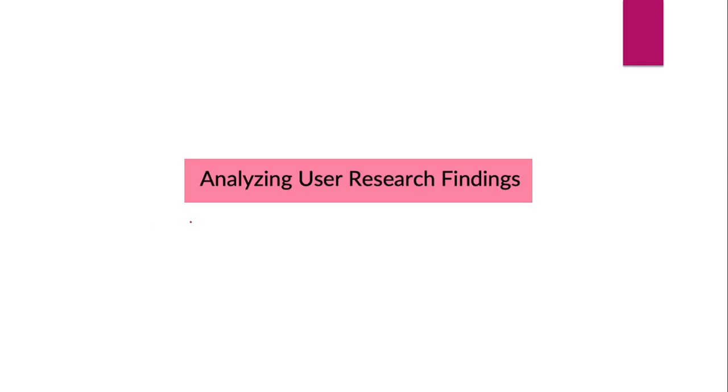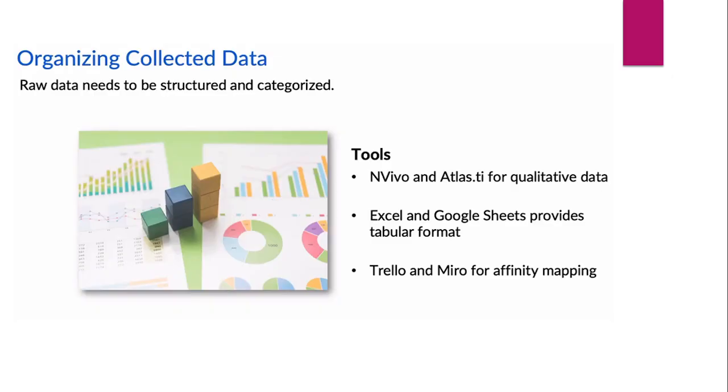And the next thing is analyzing the user research findings. Everything is completed. We gathered all the data from the different groups. Now I need to analyze the data. So how do we analyze the data? There are different tools available. We can say NVivo and Atlas.ti for qualitative data analysis. And the simplest way is Excel, and Google Sheets is available to perform simple analysis.